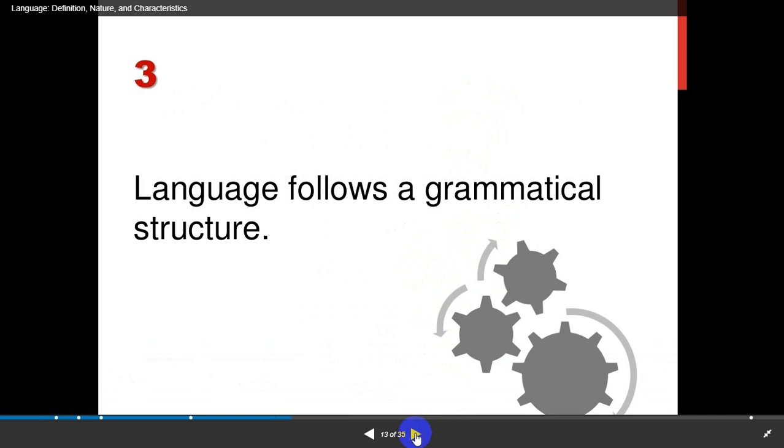Language follows a grammatical structure. Okay, so each language has its own grammatical structure. So if you want to know about one language, you have to study about the grammatical structure of that language. Okay?